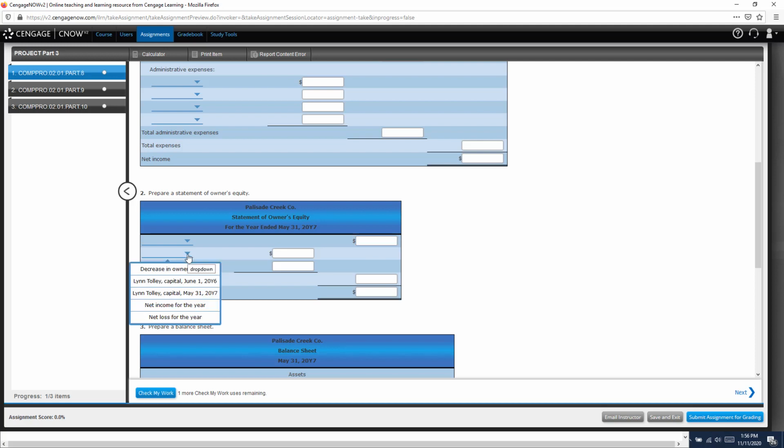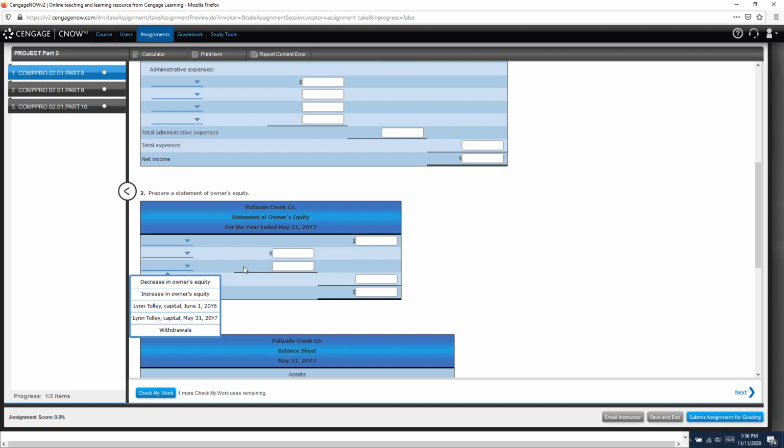So here, net income, where would that come from? Right here. After you finish this income statement, you have the net income, you carry it down. The net income will be added to the beginning balance. All right, and then that increases owner's equity. But what decreases it?